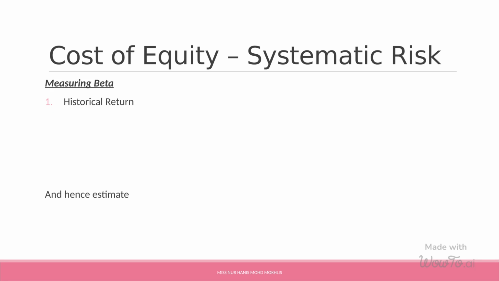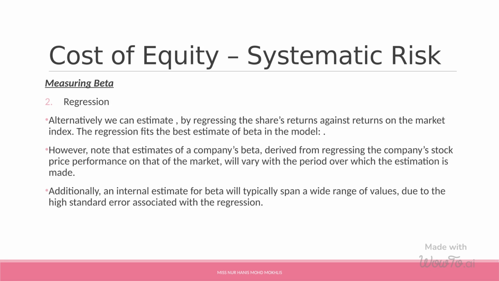Another method of measuring beta is by looking at the company's historical return. Alternatively, we can estimate beta by regressing the share's returns against returns on the market index. The regression fits the best estimate of beta in the model. However, note that estimates of a company's beta, derived from regressing the company's stock price performance on that of the market, will vary with the period over which the estimation is made.